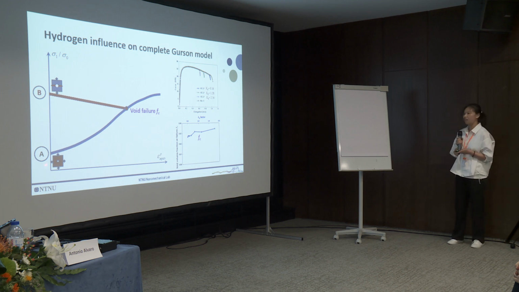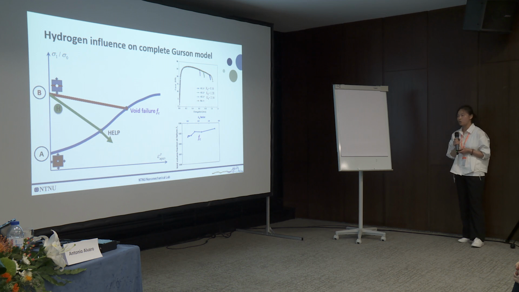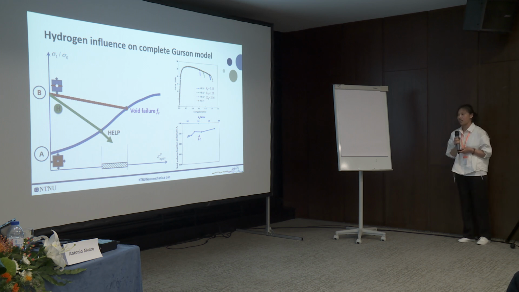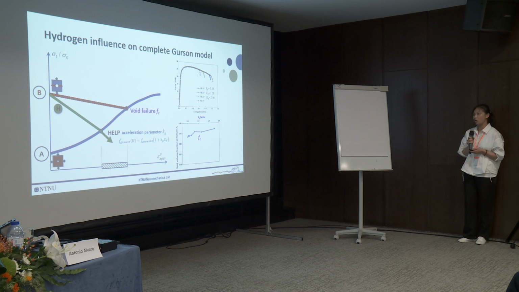This figure shows the illustration of the complete Gurson model we just talked about. And then with hydrogen, we can think that the stress needed to trigger void coalescence could be lowered based on the HELP mechanism. In this sense, the void coalescence would happen at this green intersecting point, and cause the loss of ductility. This hydrogen influence can be achieved by implementing an acceleration parameter on the voiding process, such as Kg on the void growth process.